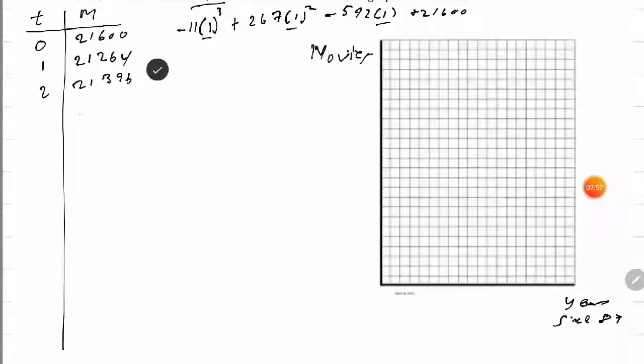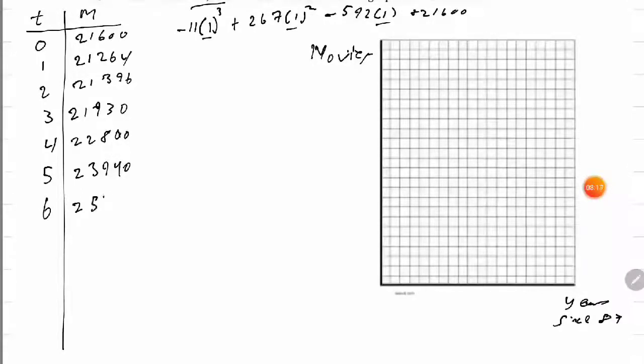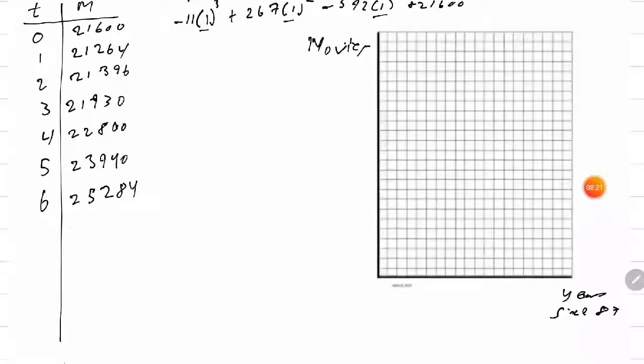2 gives 21,396, 3 gives 21,930, 4 gives 22,800, 5 gives 23,940, 6 gives 25,284, 7 gives 26,766, 8 gives 28,320, and then you guys would keep going to, I don't know, 16.